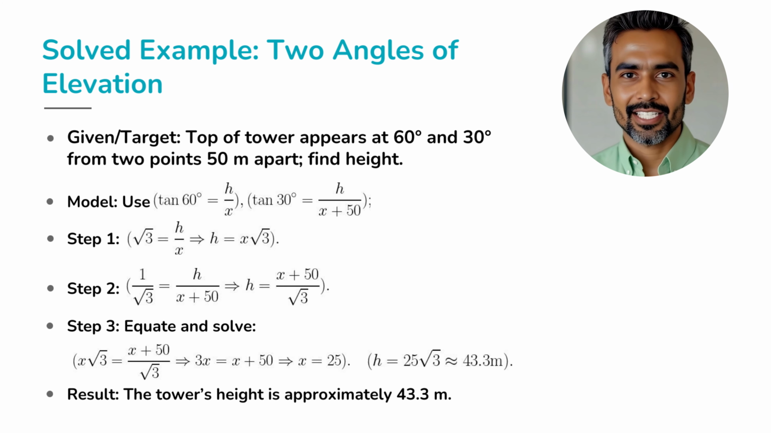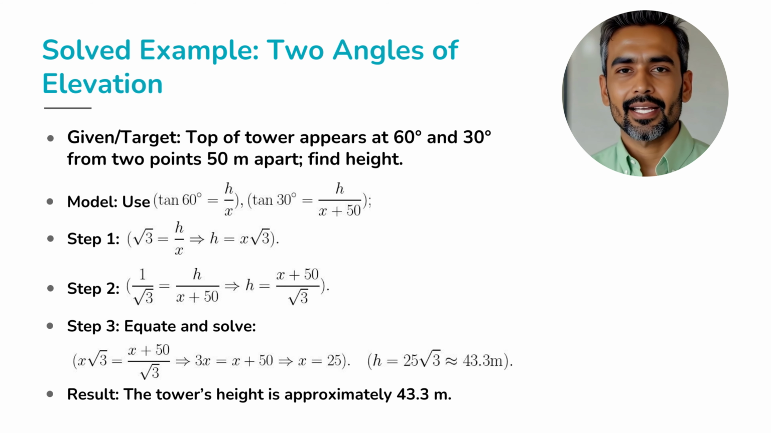Let's solve a practical case of those multiple observations. You observe the top of a tower at 60 degrees elevation from one point and at 30 degrees from another point 50 meters further away along a straight line. Goal: find the tower's height. Define the horizontal distance to the first point as x meters.